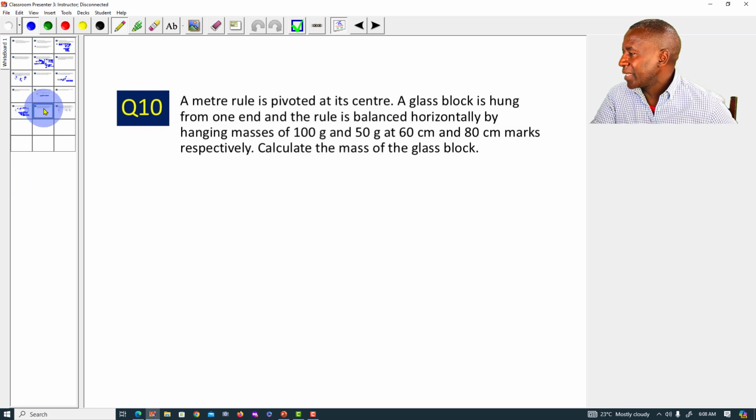Let's go ahead and look at the last question, which is question 10. We are again given a meter rule pivoted at its center. So this time, once it is pivoted at its center, it does not matter whether its mass has been given or not. We know that the weight of the meter rule is not going to have any moment about that point. A glass block is hung from one end, and the rule is balanced horizontally by hanging masses of 100 grams and 50 grams at the 60 centimeter mark and 80 centimeter marks respectively. Calculate the mass of the glass block.